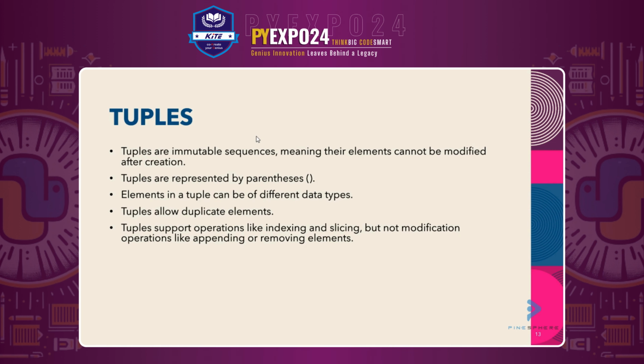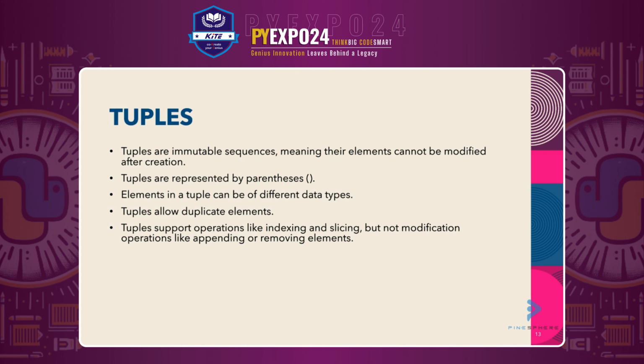Tuples. Tuples are immutable sequences in Python, that is, we cannot modify the elements in the tuple. In a list we were modifying the elements, right? But in a tuple we cannot do so. We can only access the elements and see them. Tuples support operations like indexing, slicing and accessing the elements. It does not support only the modification.